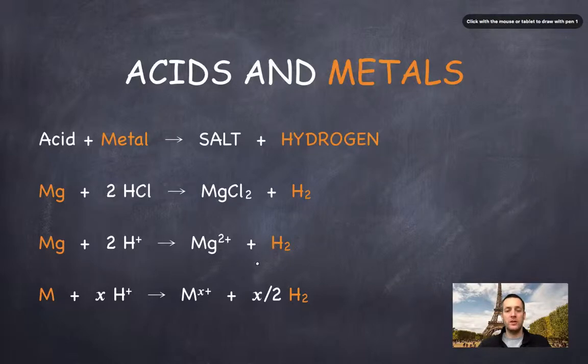And we can also say that in general, any metal M will react with any whole number, X, of H plus ions to produce a metal ion with that whole number charge and X over 2 hydrogen molecules. So if my metal formed a 3 plus ion, it would react with 3 H plus ions and form 1.5 molecules of H2 for every atom of M that reacted.